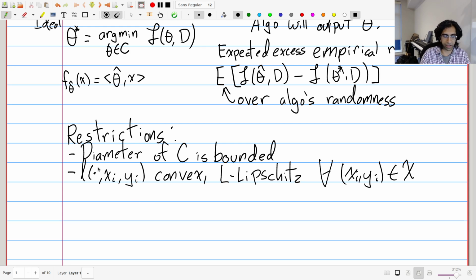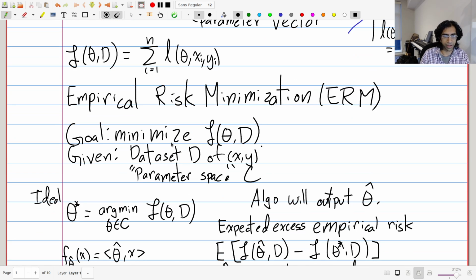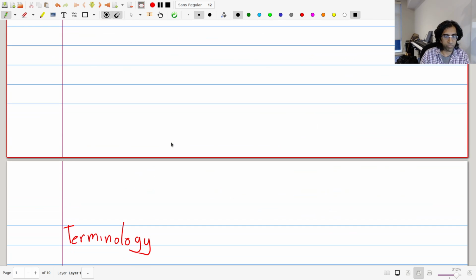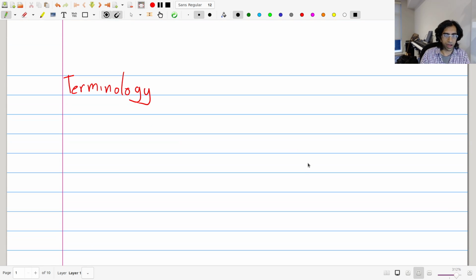Now, these might not make a lot of sense. You might not be familiar with some of these terms. For example, what is the diameter of a set? Convexity, I'm hoping you're familiar with, but we're just going to define it in a sec. Lipschitz might not be as familiar to some of you, so we'll define that. But these are the type of restrictions. We're going to need some sort of restriction on the loss function. Otherwise, you could have some crazy functions which nobody can really optimize. It could be NP-hard. So let's talk about some of the terminology we're going to use in today's lecture.